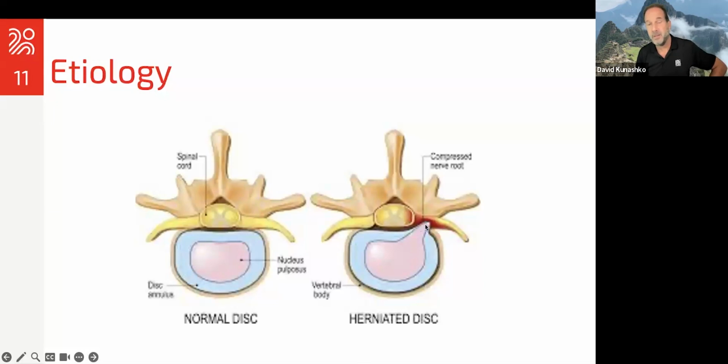And this little diagram shows you where that weakness of the disc is on the lateral side, and then you get pressure, compression of the nucleus pulposus through the torn annulus fibrosus fibers. So we all know that.